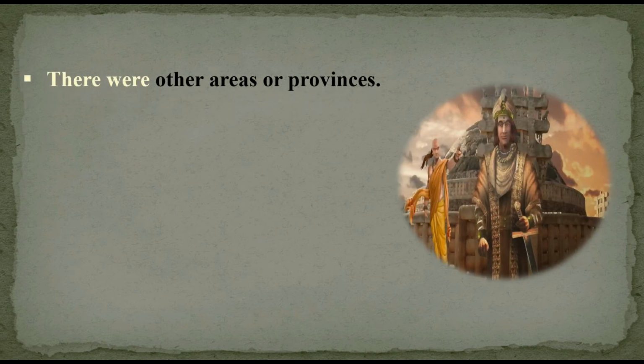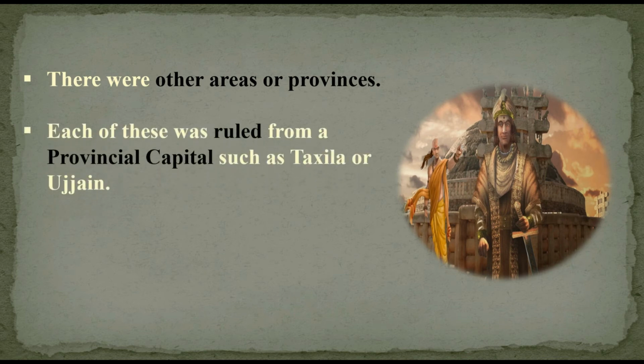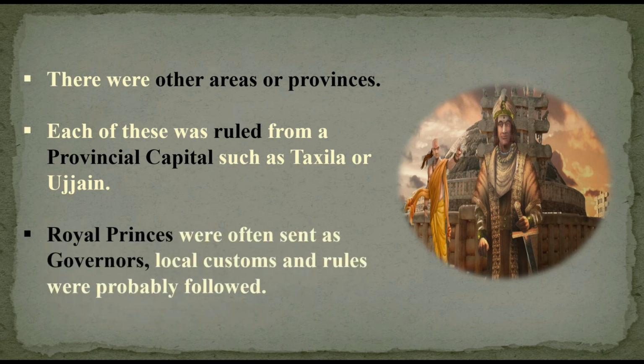There were other areas or provinces also. Each of these was ruled from a provincial capital, such as Takshila or Ujjain. Royal princes were often sent as governors. Local customs and rules were probably followed.